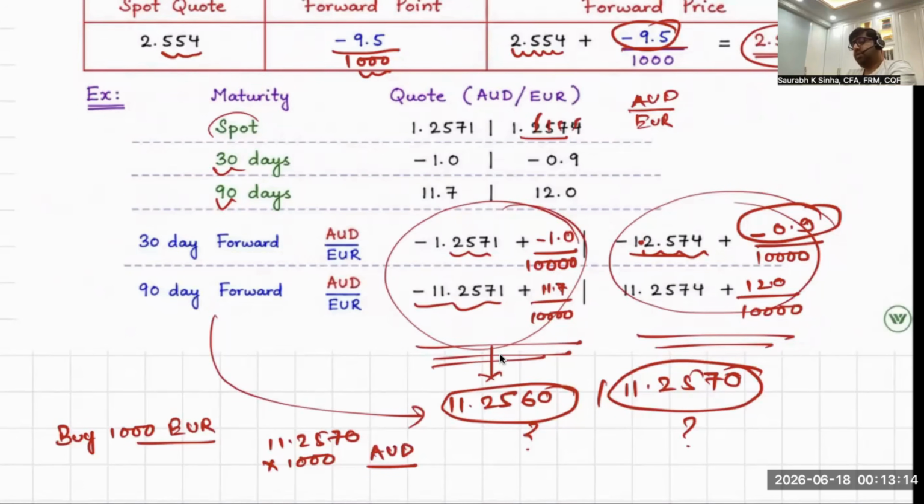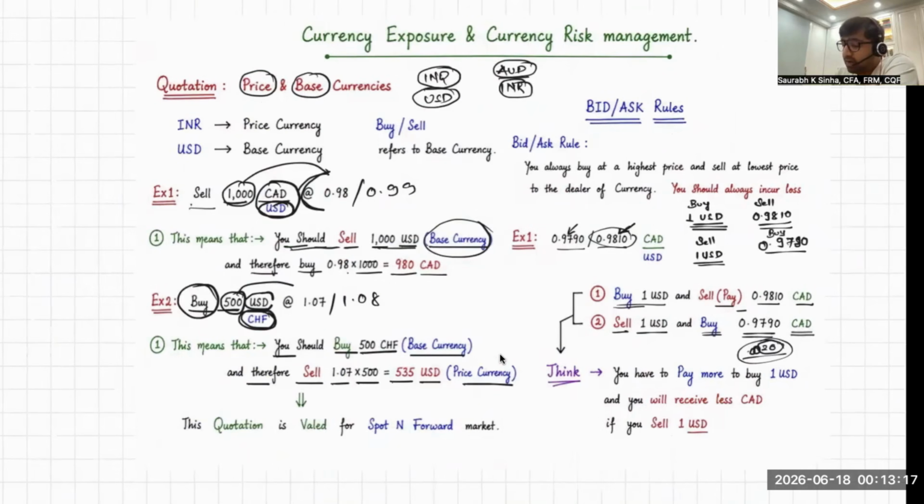Okay. So what have we learned? We have learned first that when we say buy and sell, it is on the base currency. Second, we understood there are always bid and ask rates or quotes given. This is given because of the dealer market, where you will always incur the loss because you will always buy at a higher price and sell at a lower rate.